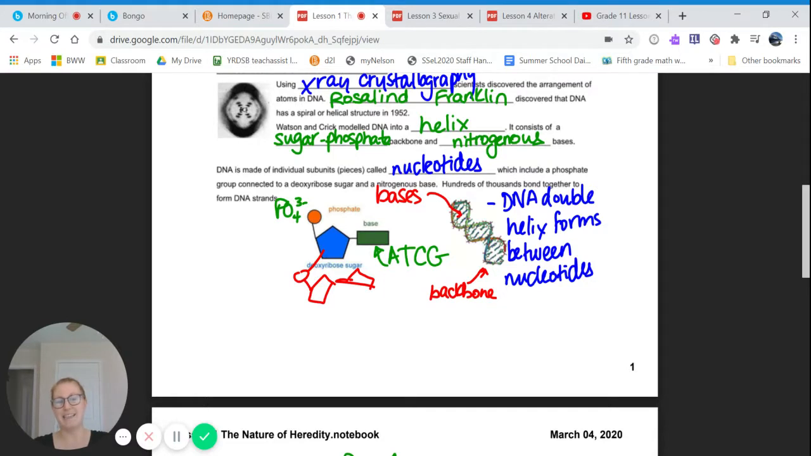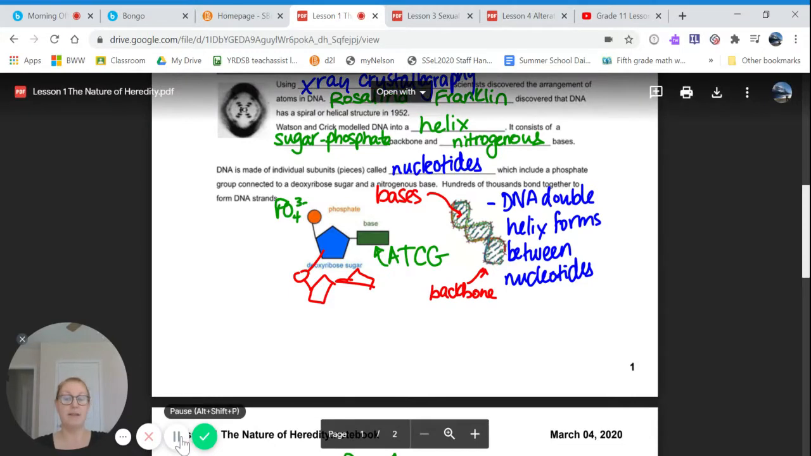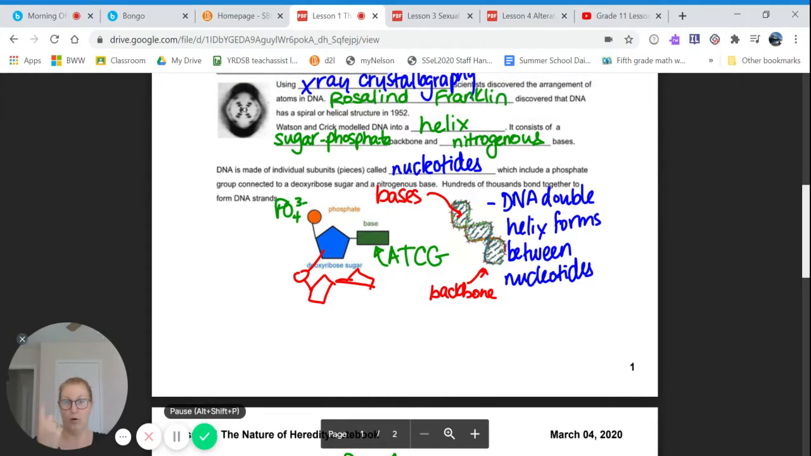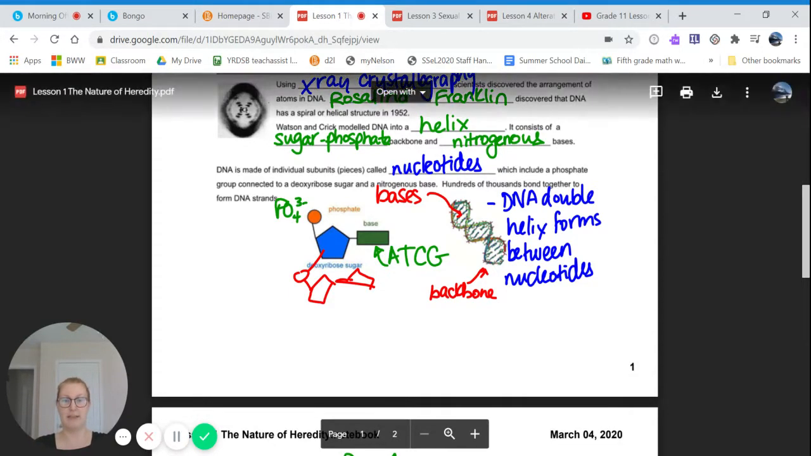Now, we call this a DNA double helix because it has two sides. Something like RNA just has one strand. This has two strands which are across from each other.